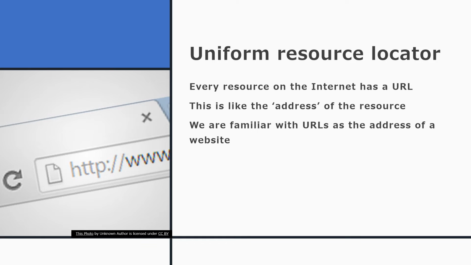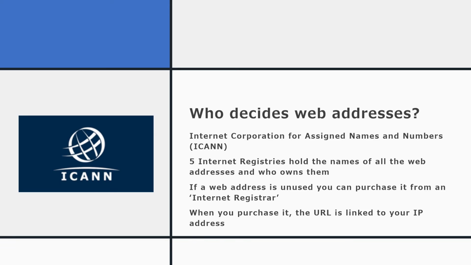Every resource on the internet, for example, a web page, has got a uniform resource locator. That's like the address of the resource. So we've talked about the IP address of a device, but a URL identifies a resource such as a website or web page. How do web pages, websites get these addresses? Well, there's a great big organization called the Internet Corporation for Assigned Names and Numbers, but it would be a huge job to have to define that for the whole world.